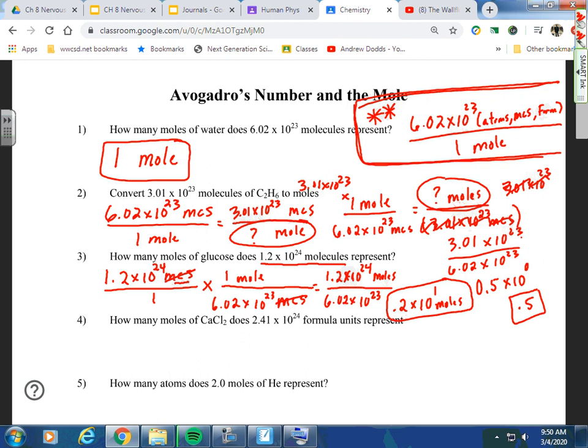Like I said, when you get those low exponents, you can start to think of it as a normal number, like 1 as an exponent. Really, 10 to the first is just 10, isn't it? So it's like 0.2 times 10. Really, it's just 2 moles.